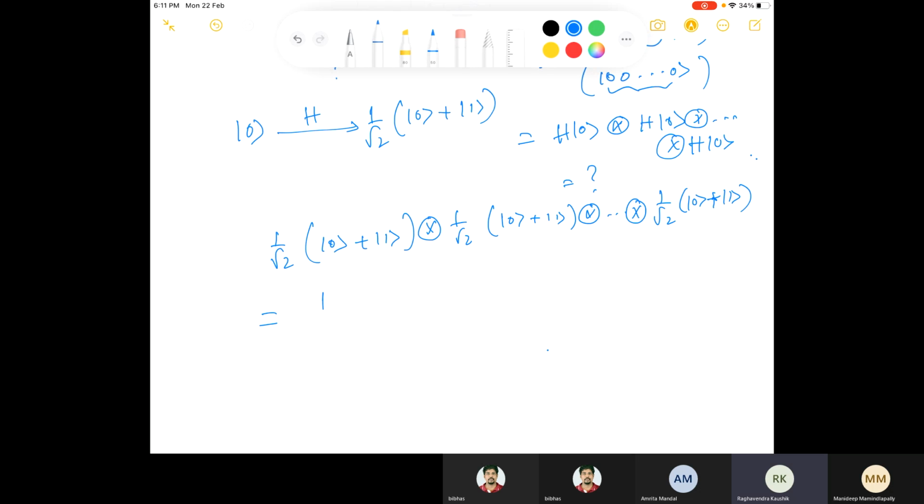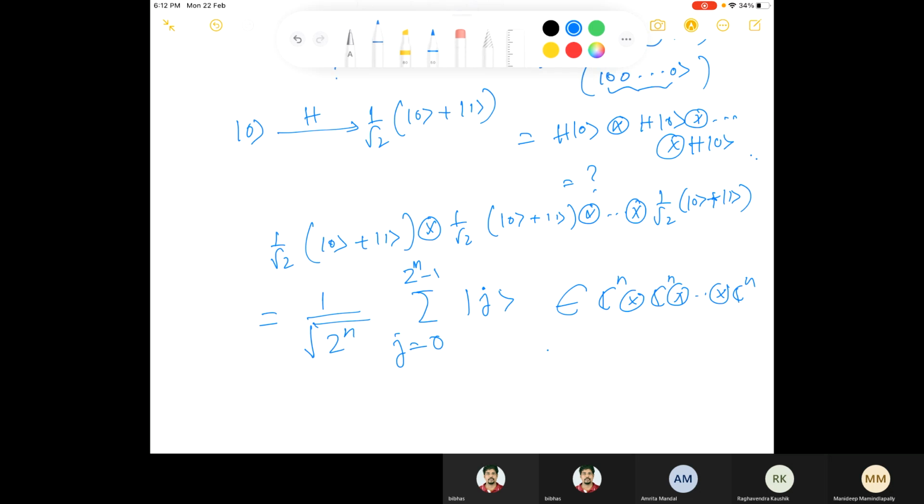In fact, the basis elements with equal probability. Yes, so this is 2 to the power n. Okay, you're right. Let us just write j here, with j equal to 0 to 2 to the power n minus 1. Because this is an element of C^2 tensor C^2 and so on, which is isomorphic to C to the power 2^n. So there are 2^n basis elements, and those are written in the standard basis, the canonical basis.